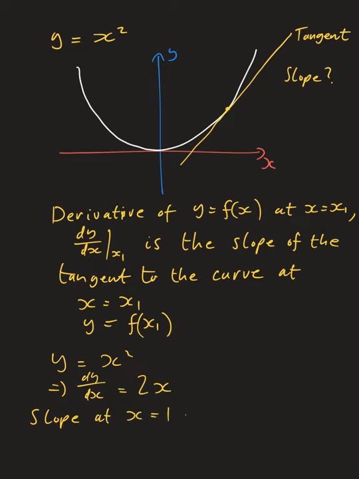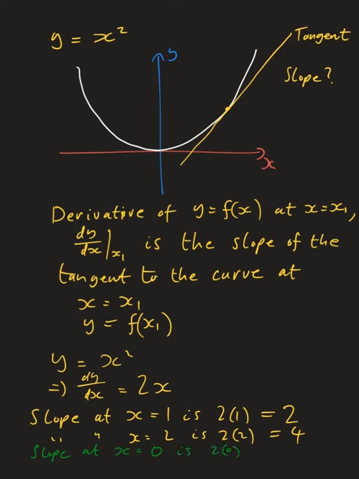So for y equal to x squared, dy dx is equal to 2x. So let's say at x equal to 1, the slope is 2 times 1, which is 2. At x equal to 2, the slope is going to be higher. It's 2 times 2, which is 4. So you know, as x values are increasing for this function, the slope is increasing. And you can see that on that graph there.